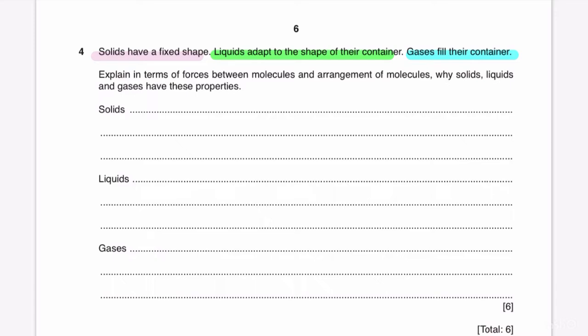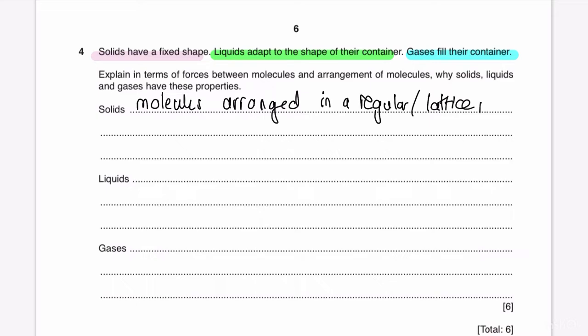Okay, solids. Solids obviously have a fixed shape because there are strong forces between the molecules, and those molecules are arranged in a fixed lattice arrangement or a regular arrangement. Okay, so for solids we will write: molecules arranged in a regular or lattice pattern with very strong forces between them.